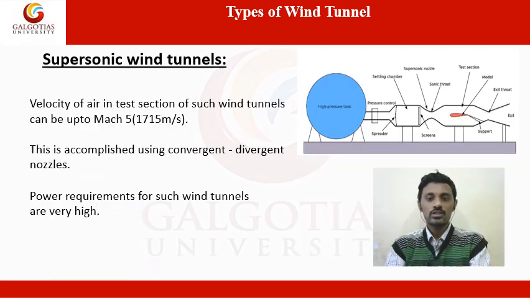Next is supersonic wind tunnels. As the name suggests, it is supersonic, that is, the velocity of air in the test section of such wind tunnels can reach up to Mach 5, that is 1715 meters per second. This is accomplished using convergent divergent nozzles. The power requirement for such wind tunnels is very high.